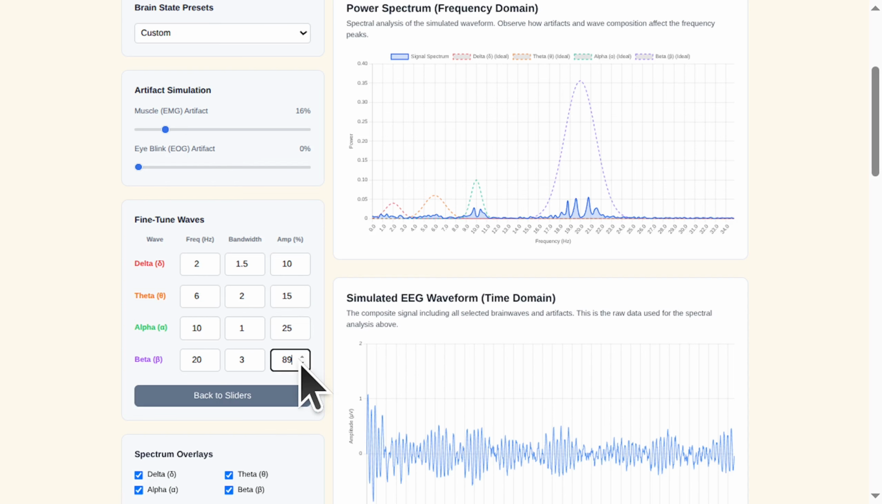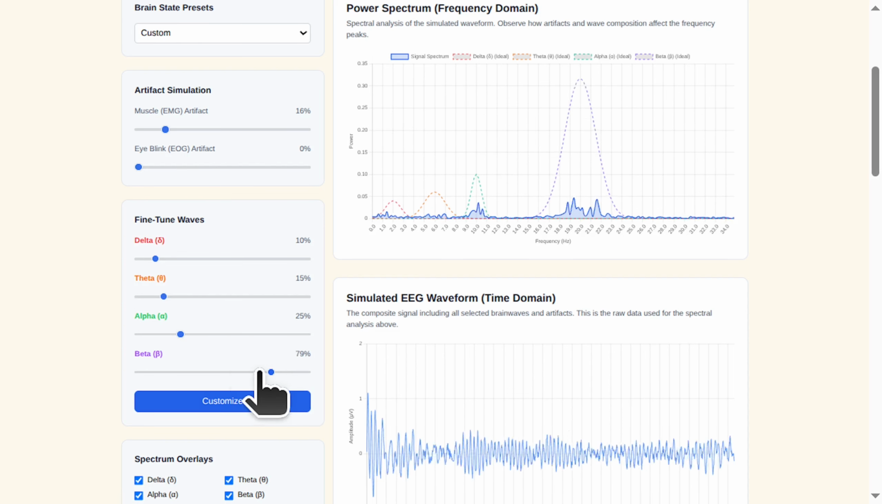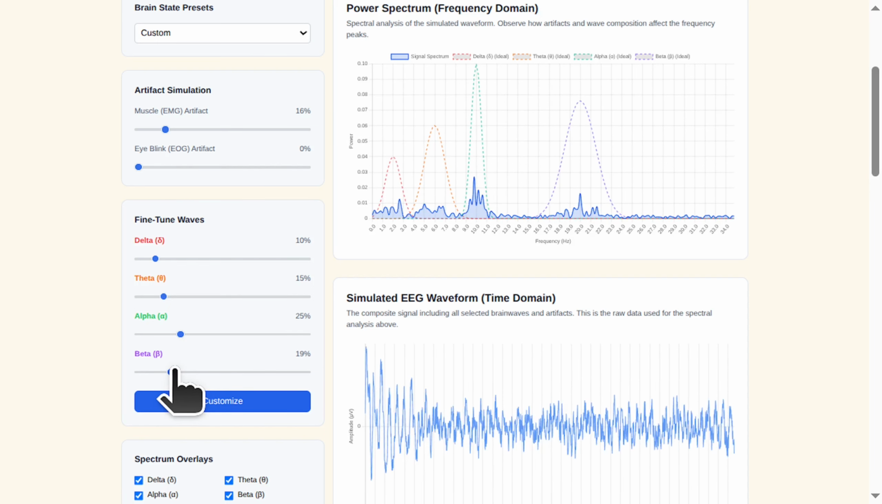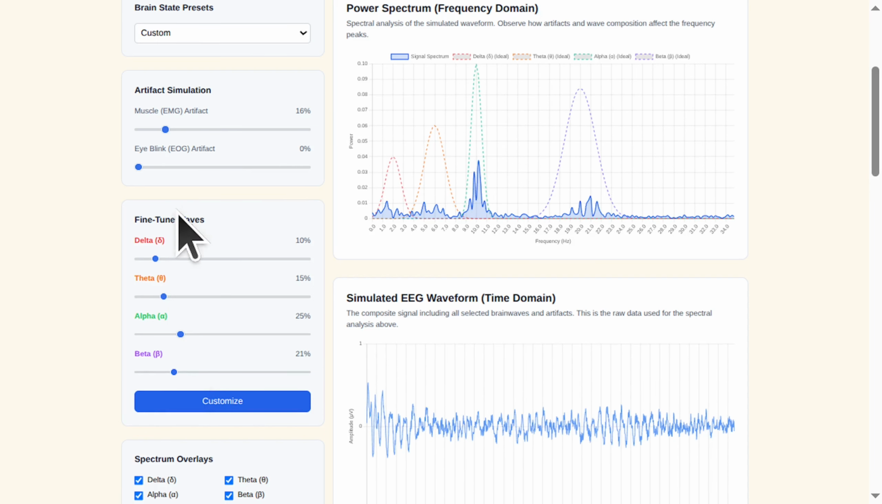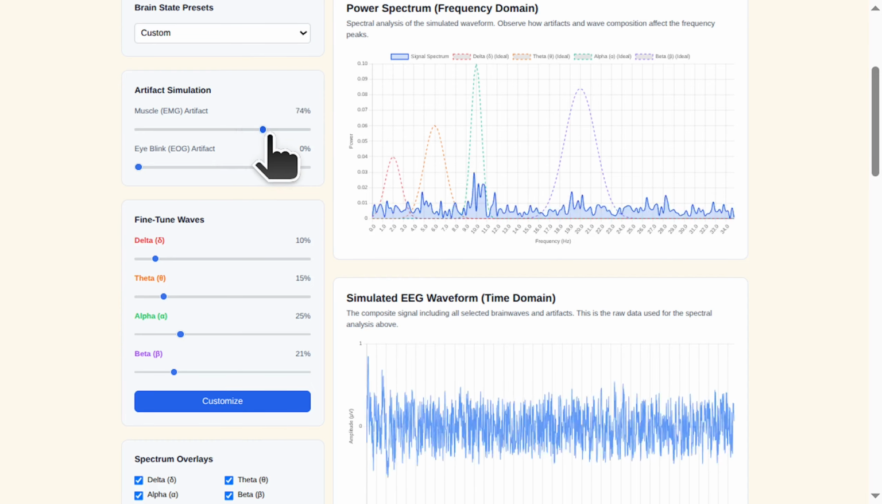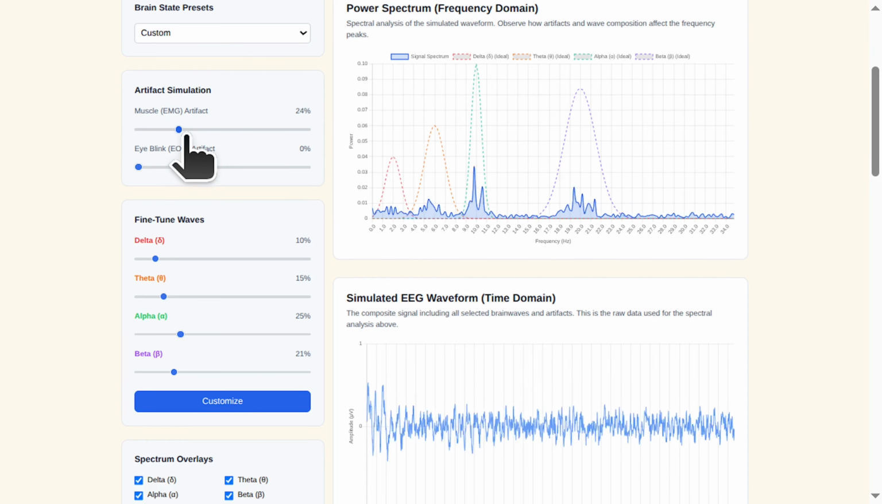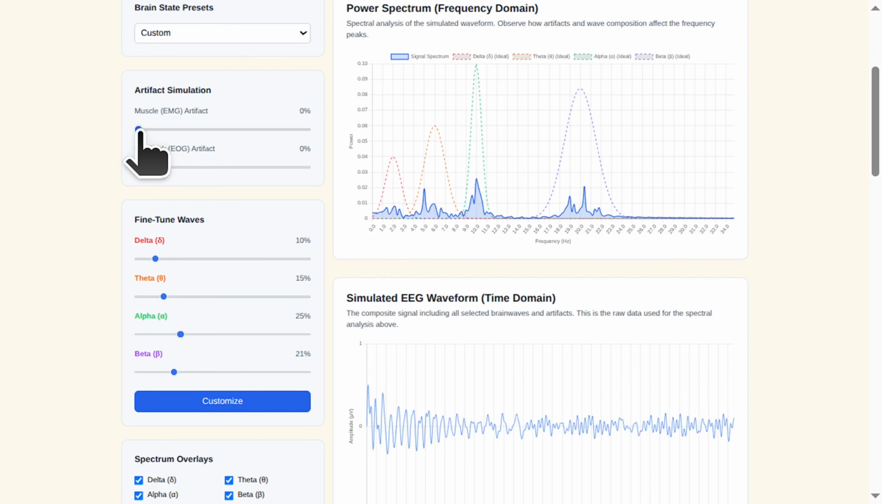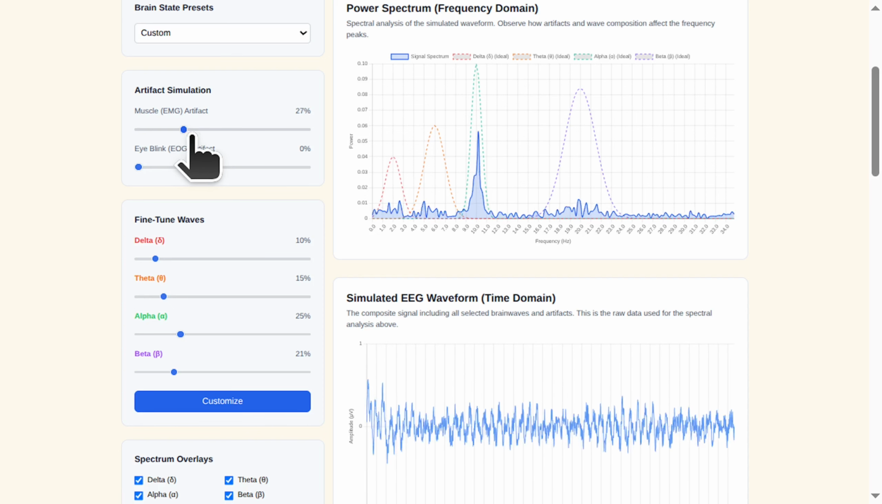So I can make a perfectly alpha wave dominated brain, run my hypothetical meditation app algorithm on it, and see if it correctly identifies the chill vibes. If it works here, it might work on a real human who's probably just thinking about their grocery list.